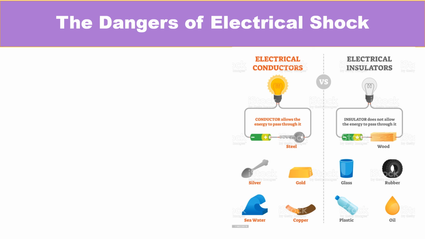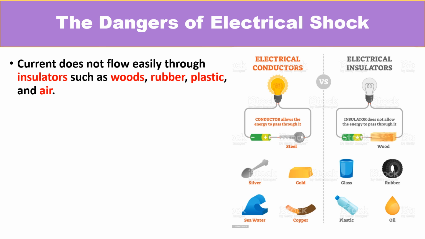Current does not flow well in insulators, but it does flow perfectly fine in conductors. We need to know those differences. Current does not flow in insulators such as wood, rubber, plastic, and air. Those are ones where you can think of two things. Number one, they're too tightly bonded in the atomic structure. Or number two, it doesn't let electrons escape its atoms.